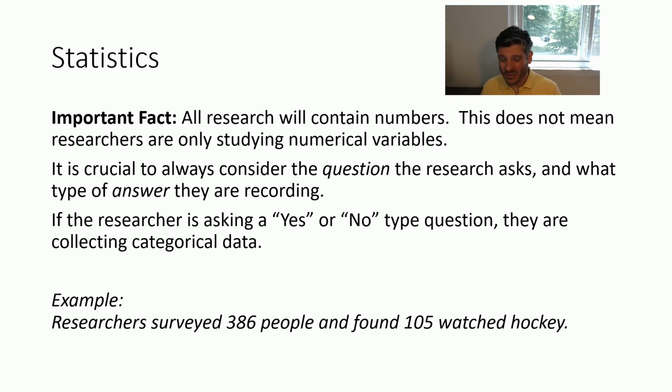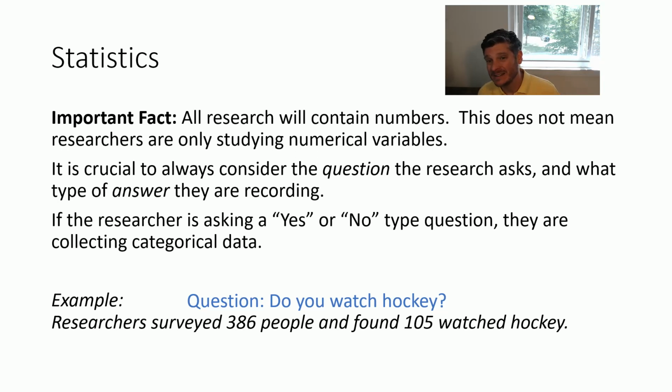And so even though I'm looking at a bunch of numbers here, the question is, do you watch hockey? And that is a yes or no type question, which means we are collecting qualitative or categorical data. Obviously, we're summarizing that data with numbers, but just because we summarize that data with numbers does not mean that our initial data was numerical. And that can be a really difficult, kind of confusing concept at first as we first start learning statistics.